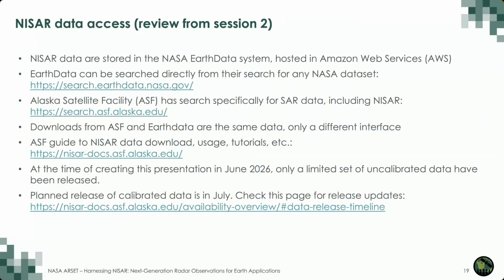At the time that I created this presentation in June 2026, we only have a limited set of uncalibrated data that were released publicly in February, and that's what I'm going to be showing today because that's what's available now. The planned release of the calibrated data is in July, and this part of the ASF NISAR docs page shows the updated release timeline, which they update frequently, so you can see what the most recent timeline is for the big calibrated data release in July.